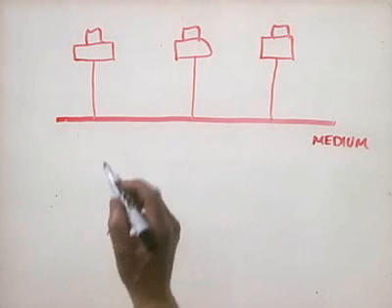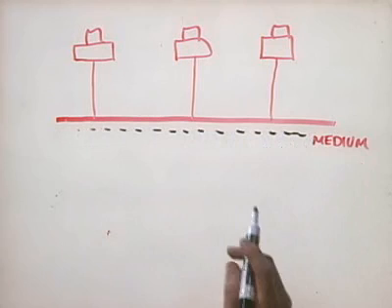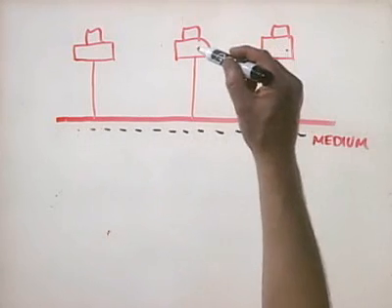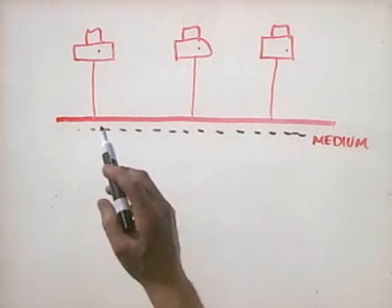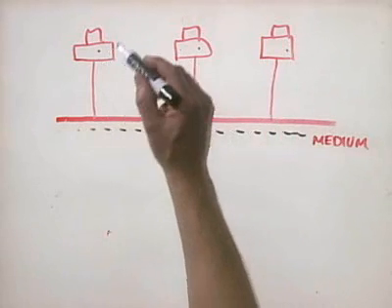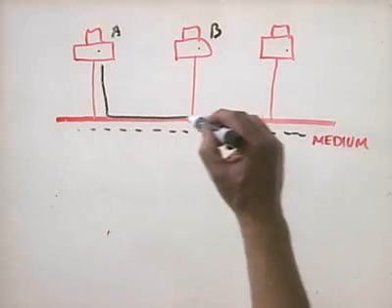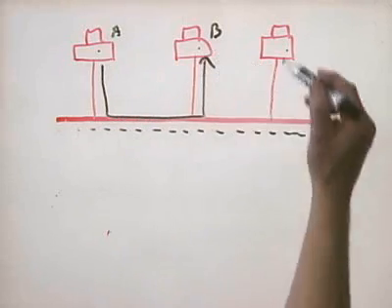Now, with the bus topology, all the data flows on this central wire. Each and every host connected to that wire can communicate directly with any other host connected to the wire. For instance, host A here can communicate directly with host B and vice versa.